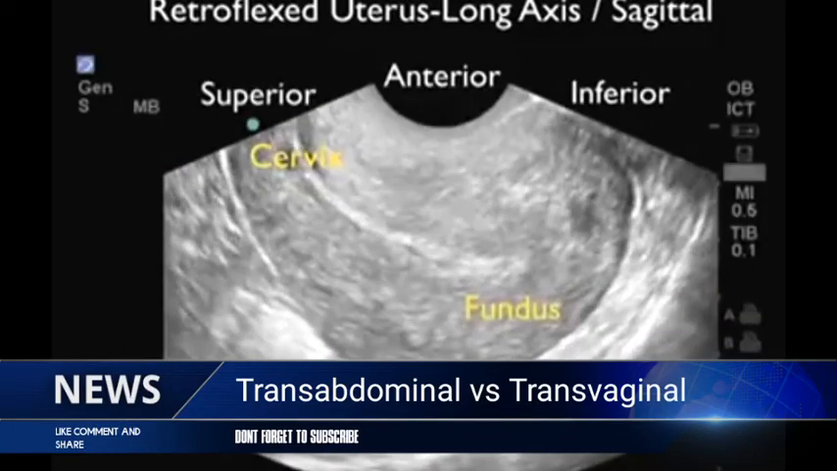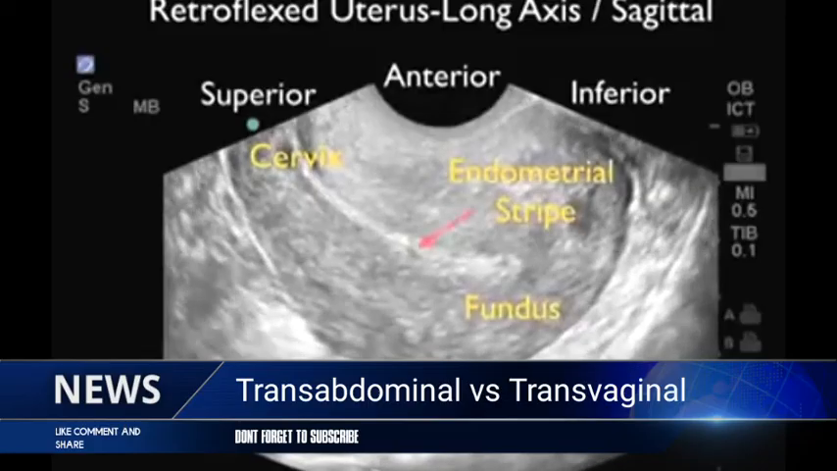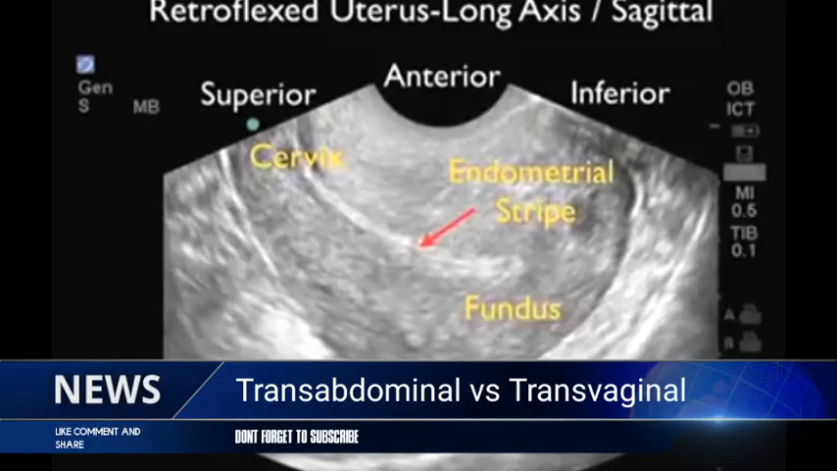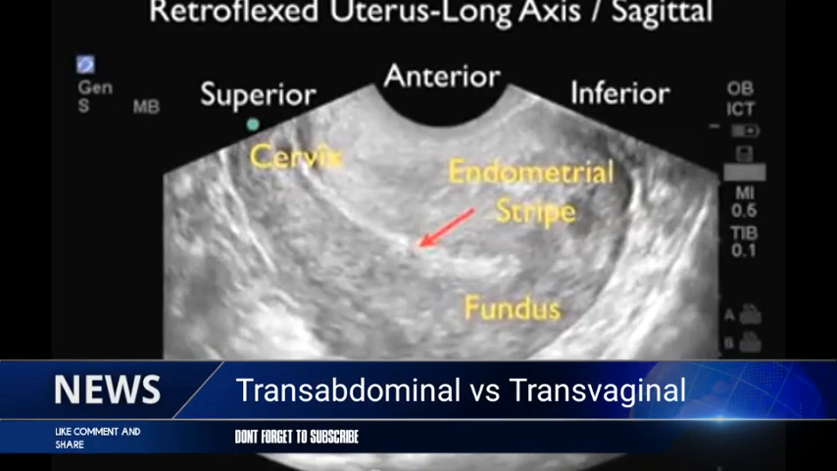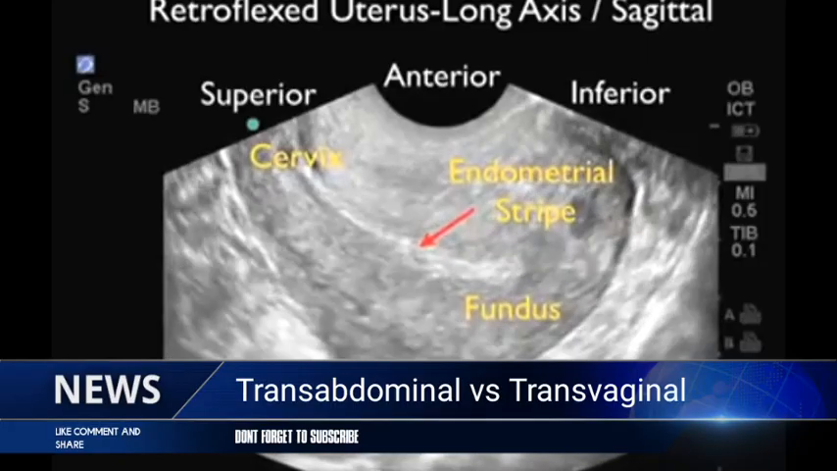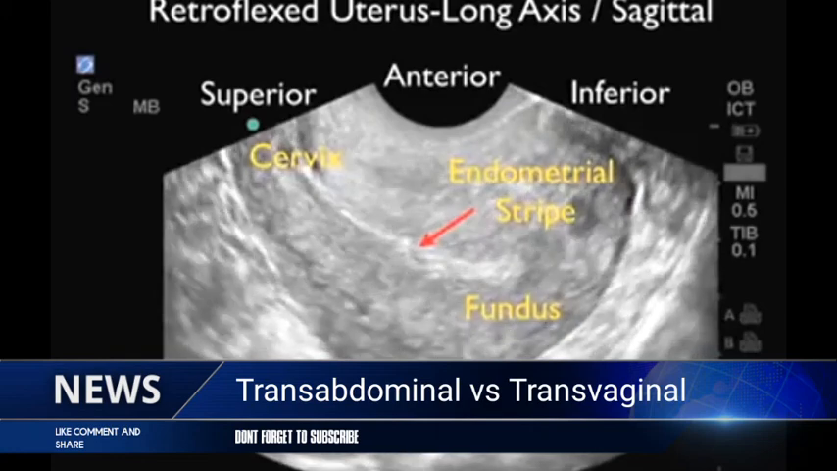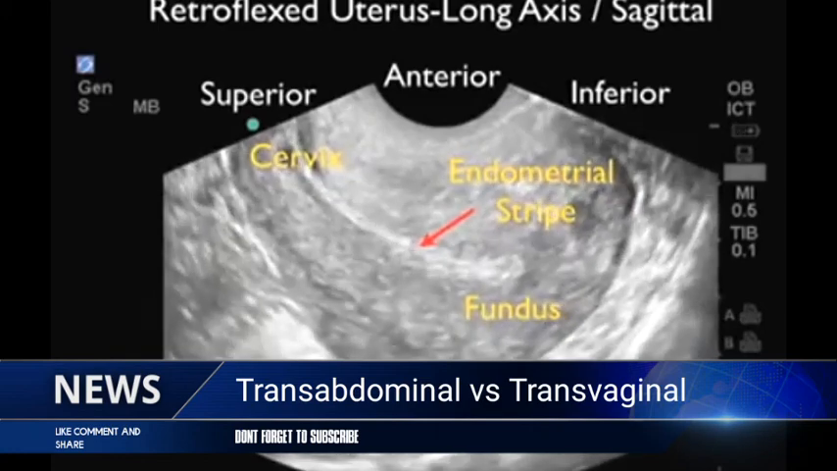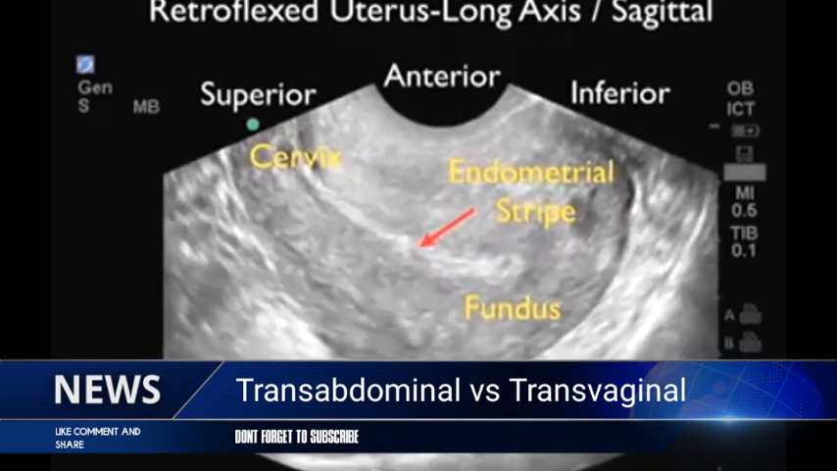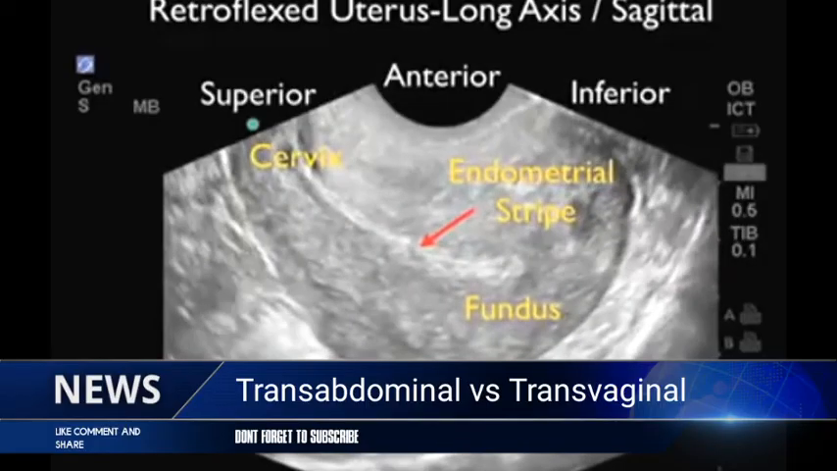Here's another retroflexed uterus as taken in the long axis or sagittal scan view. We see here the cervix to the left again, and notice that the fundus is flopped posteriorly there on top of the cervix, and the endometrial stripe arches from left to right here, in variance to the normal orientation of the uterus, which we appreciated in the video clip earlier.